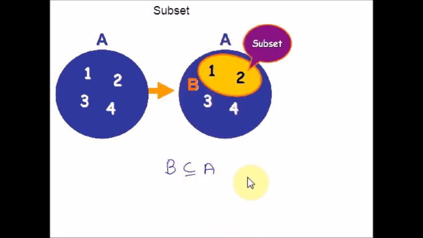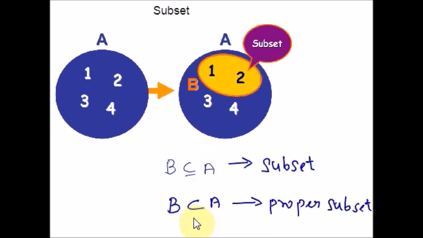Now let us see what is meant by a proper subset. Again we are going to start with the definition. For sets A and B, set B is a proper subset of set A if every element in set B is also in set A, but set B does not equal set A. So this can be written as, so this symbol denotes a proper subset and this symbol denotes a subset.